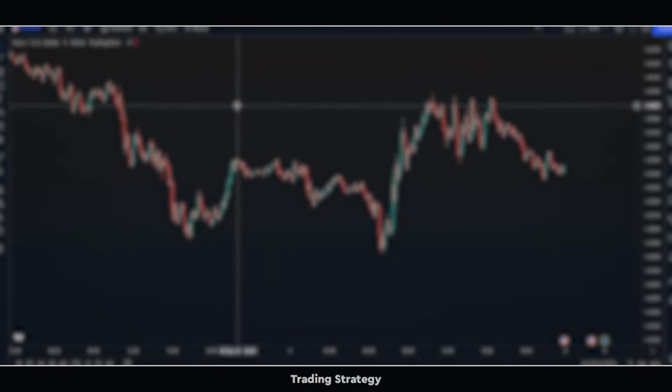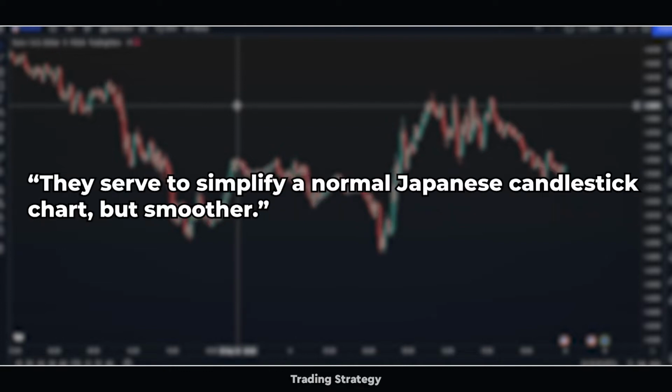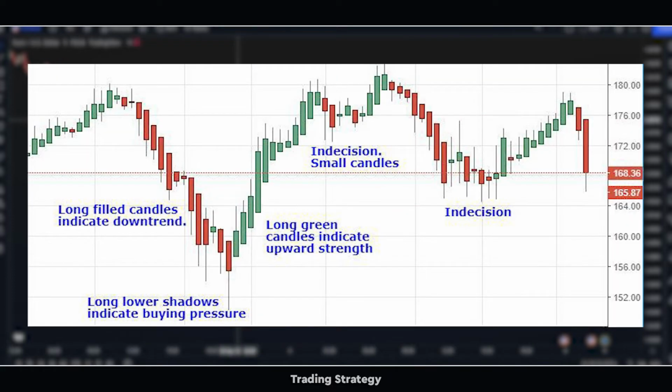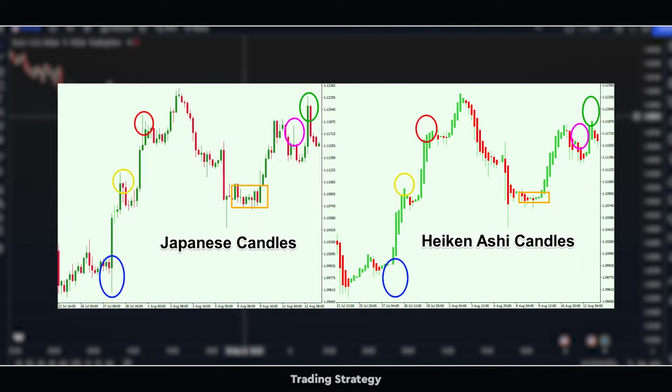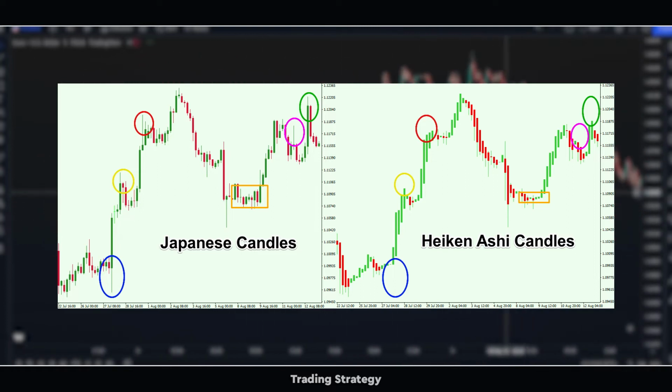The strategy that I am going to show you next does not use the traditional Japanese candlesticks, but uses the Japanese Heikin Ashi candlesticks. In case you don't know, Heikin Ashi candles are very similar to Japanese candles, and they serve to simplify a normal Japanese candlestick chart, but smoother. What does smooth mean? What it means is that if the general trend is up, most of the candles will be bullish candles. Whereas, if the trend is bearish, most of the candles will be bearish candles. In the following graph, we can see a comparison.